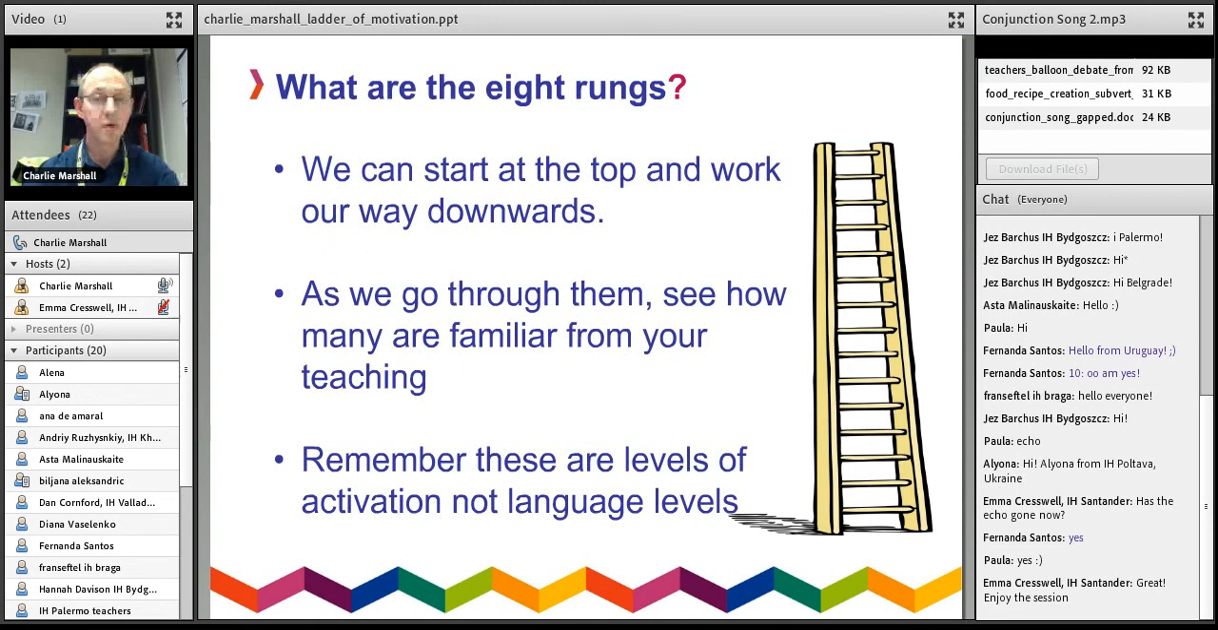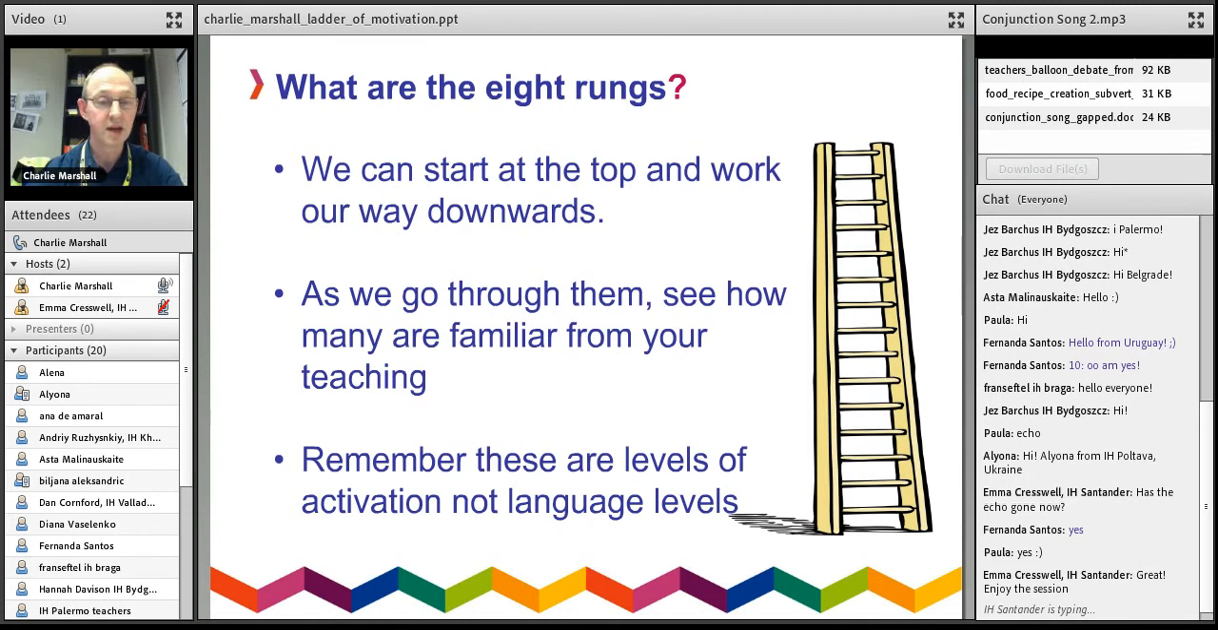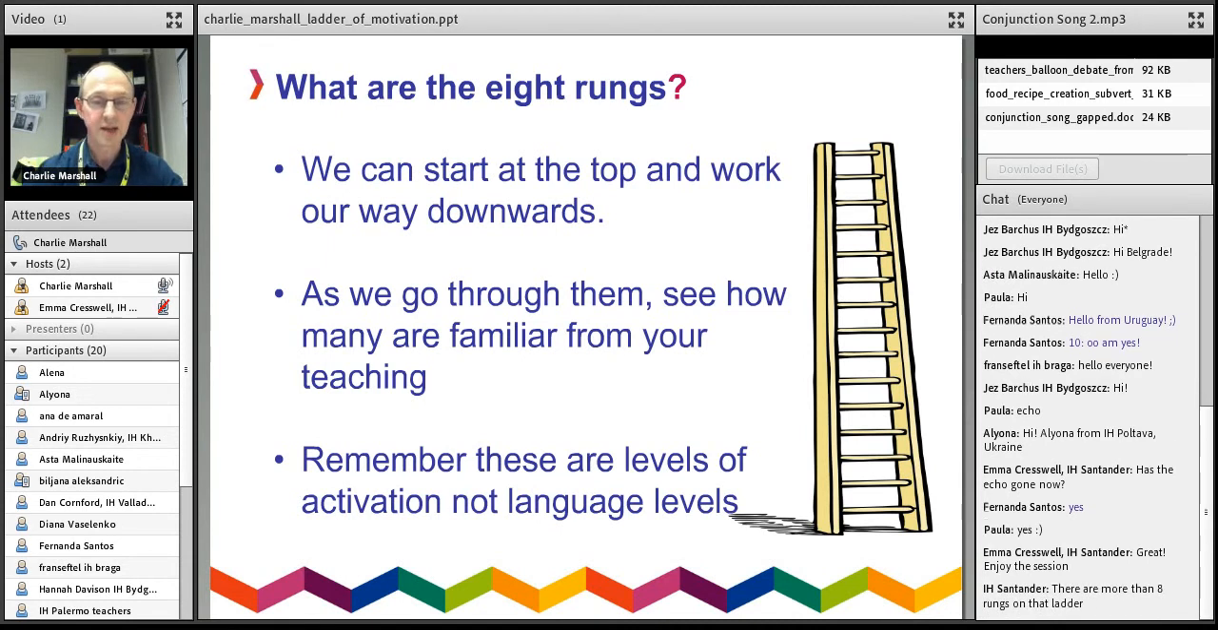So I'm going to talk about what the 8 rungs are first, and we'll start at the top and work our way downwards. As we go through them, you can see if some of them are familiar from your teaching, and you may recognize a number or possibly even all of them. Just before we start, I want to remind you, these are levels of activation and motivation, and they're not necessarily the same as language levels, because we have the 8 IH levels of language ability, but these are levels of motivation. I currently have a level 3 class who are fairly near the top of this ladder, because they're just so motivated and they do so much with their English.